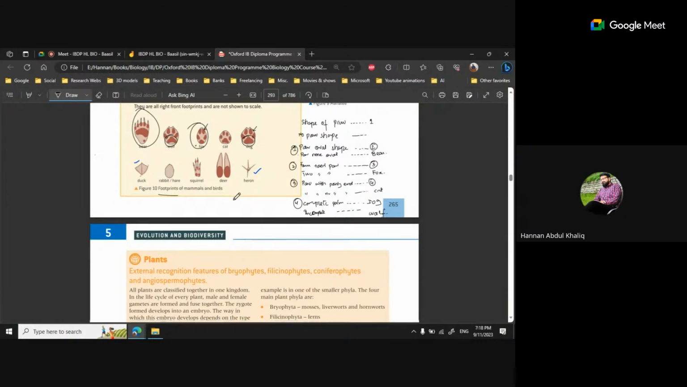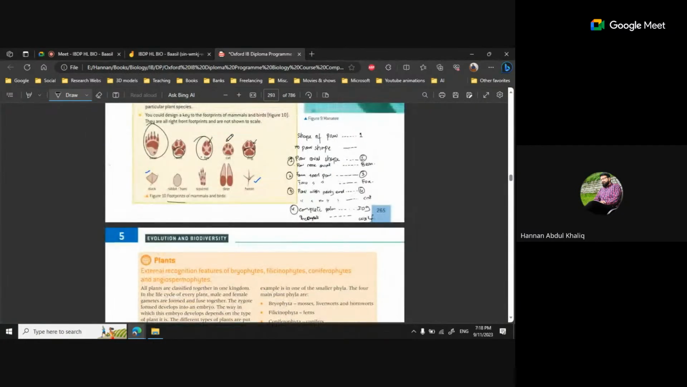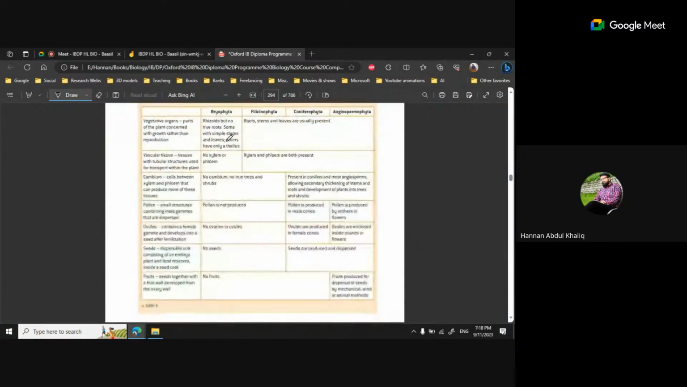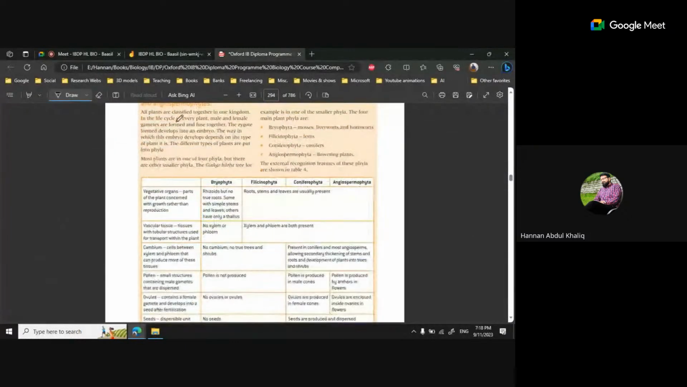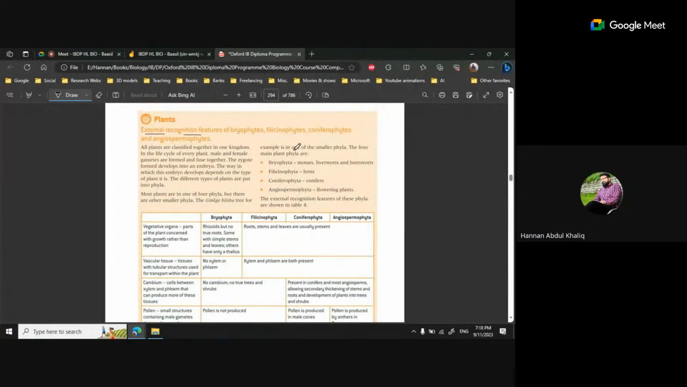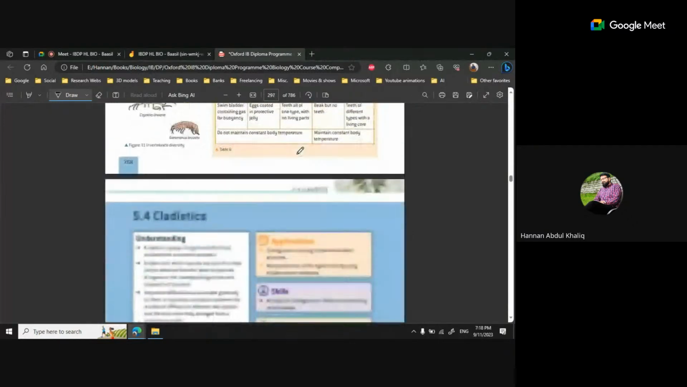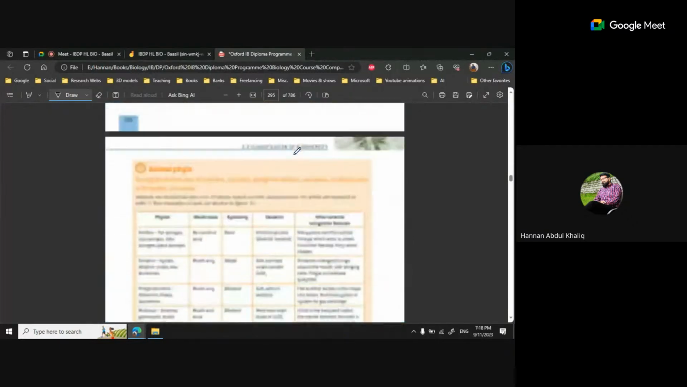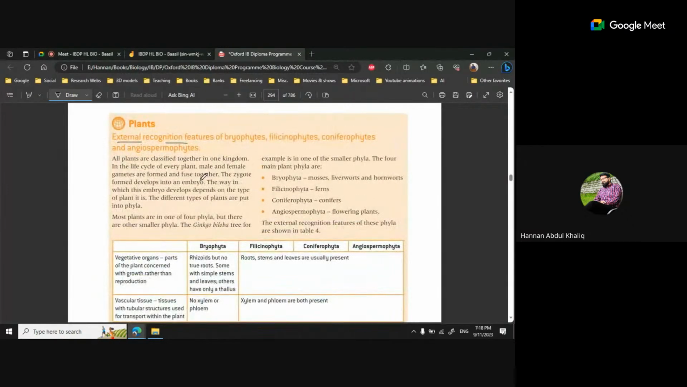Now, the plants. They are actually trying to make us understand that we should be able to externally classify different kinds of organisms, and these are very important. I would solve some of them for you, and the rest I would give you as homework.